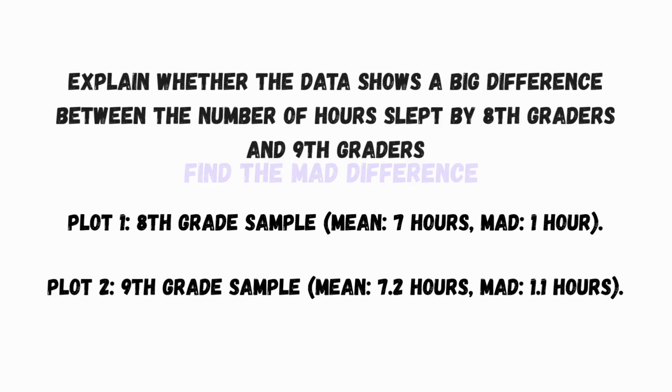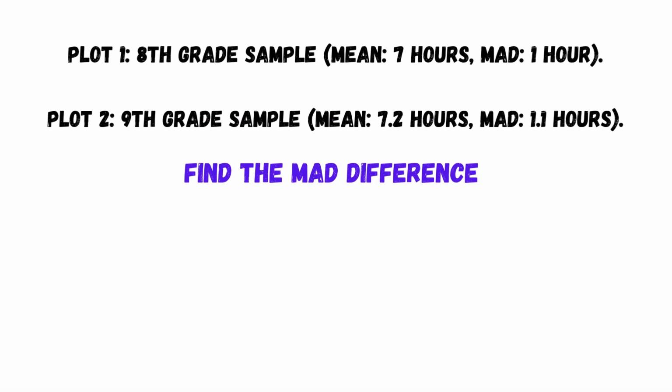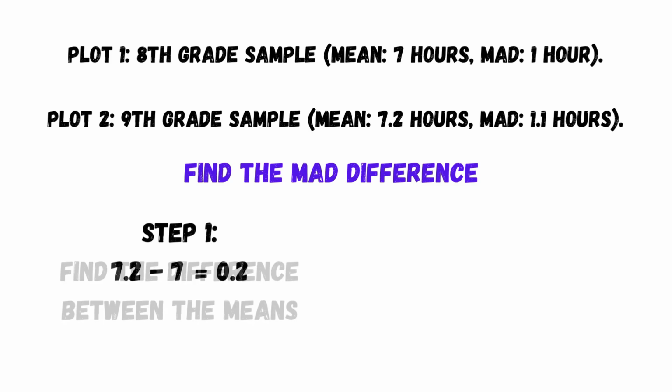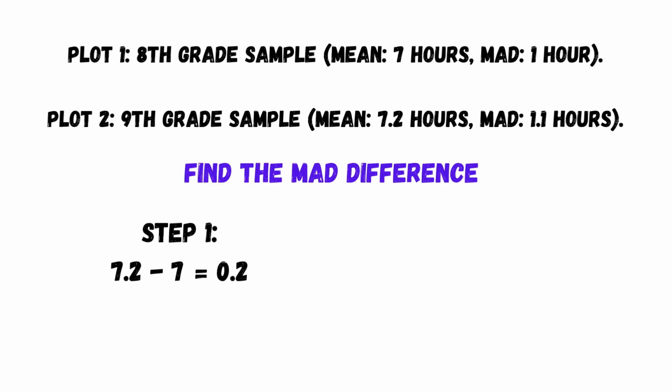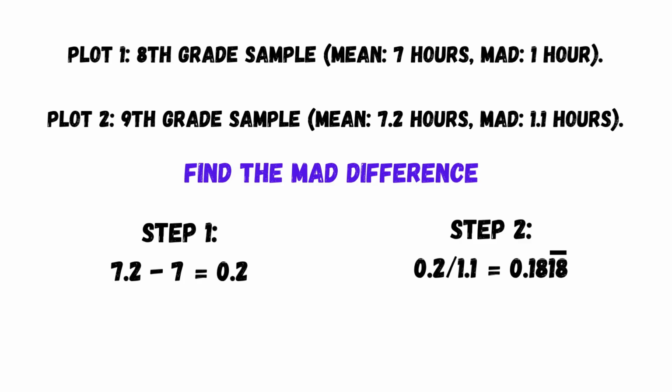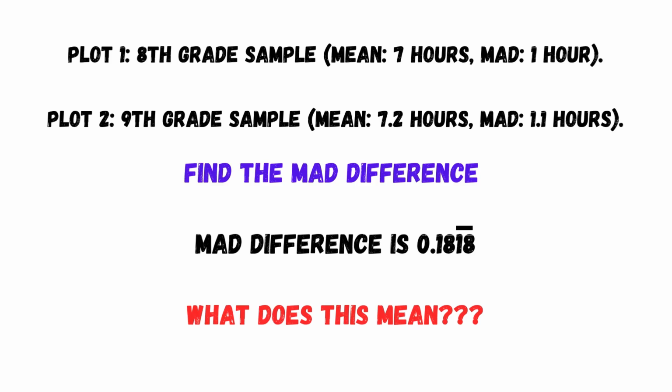To find out, we calculate the MAD difference using a simple two-step formula. First, subtract the means. 7.2 minus 7 equals 0.2. And second, divide that result by the larger MAD value, 0.2 divided by 1.1. This gives us a final MAD difference of approximately 0.18.